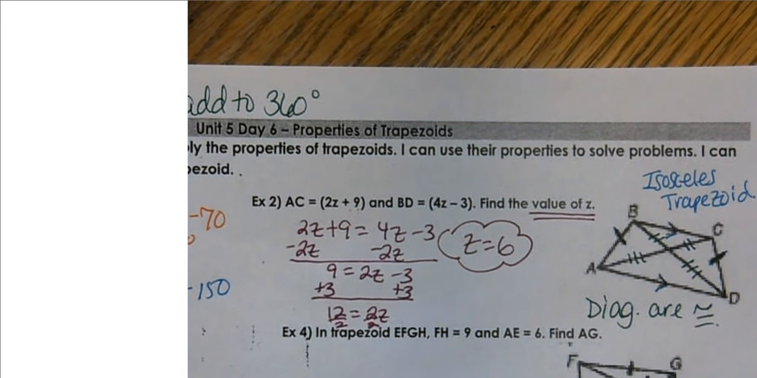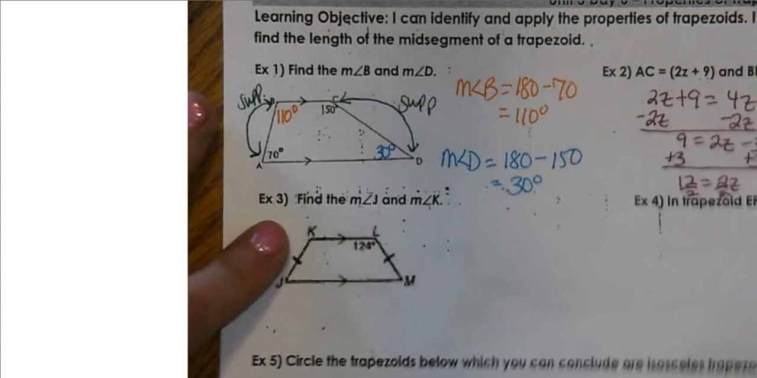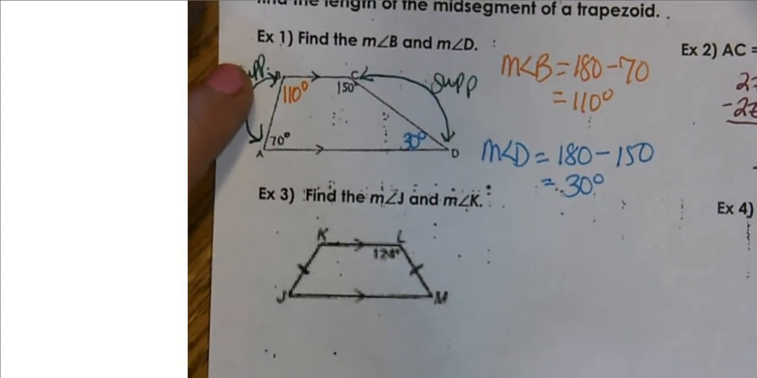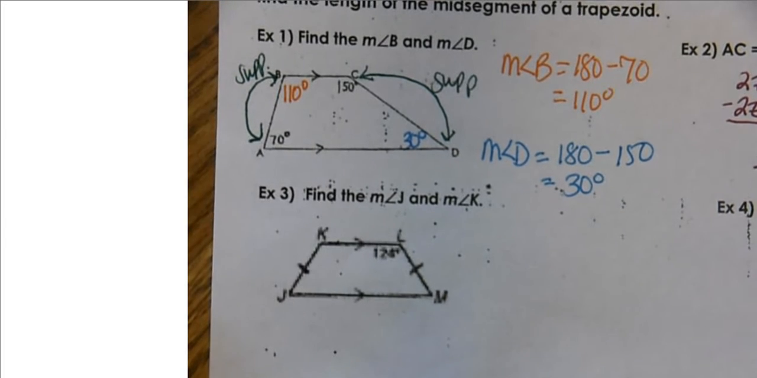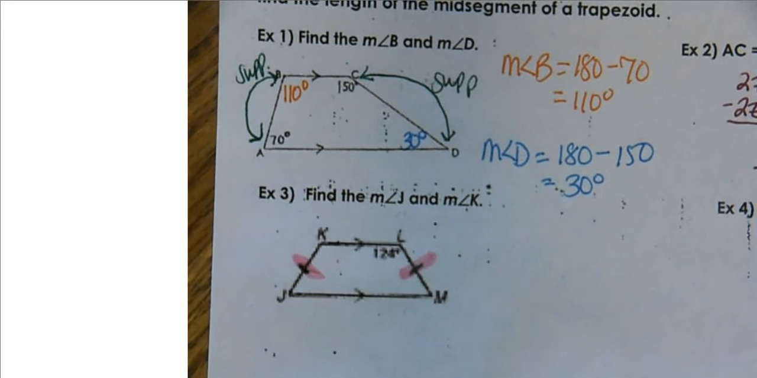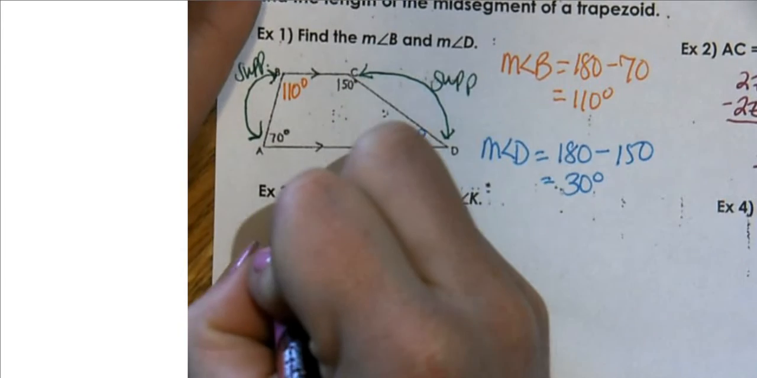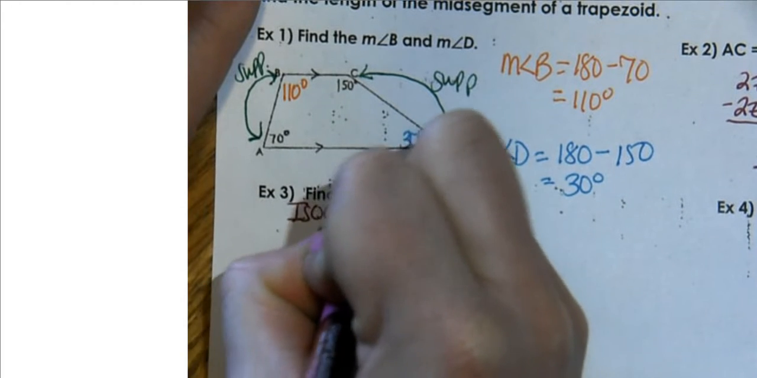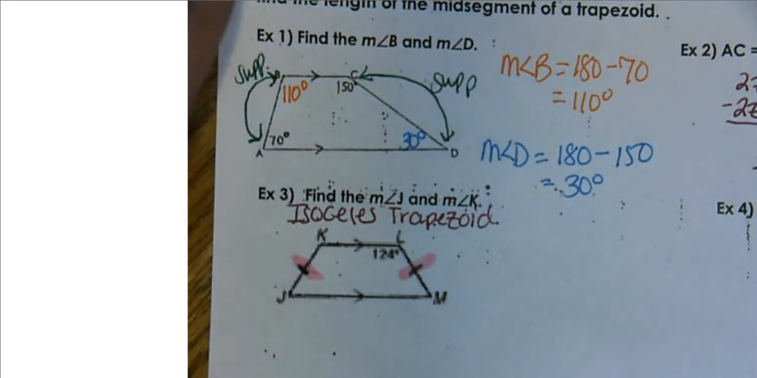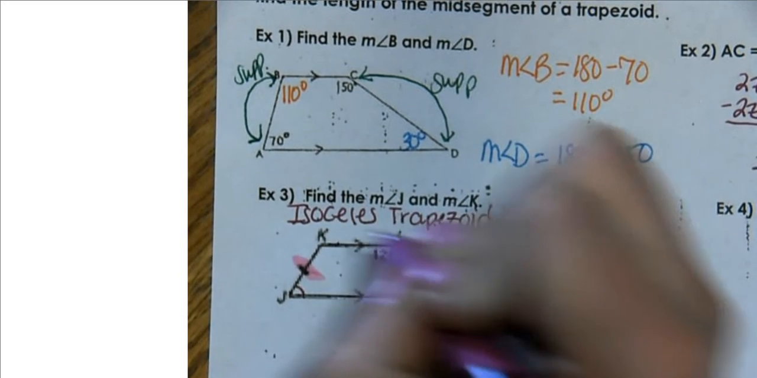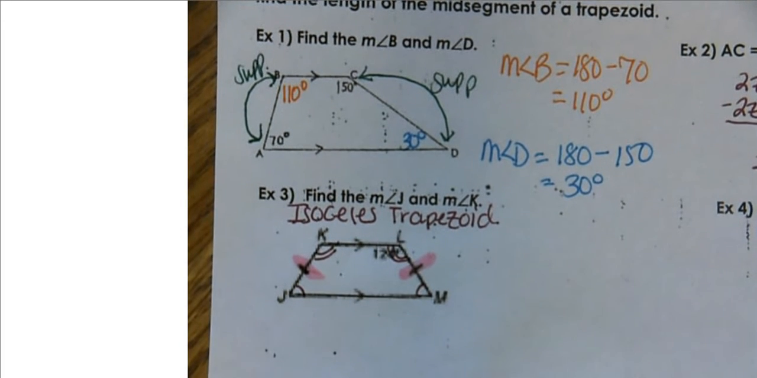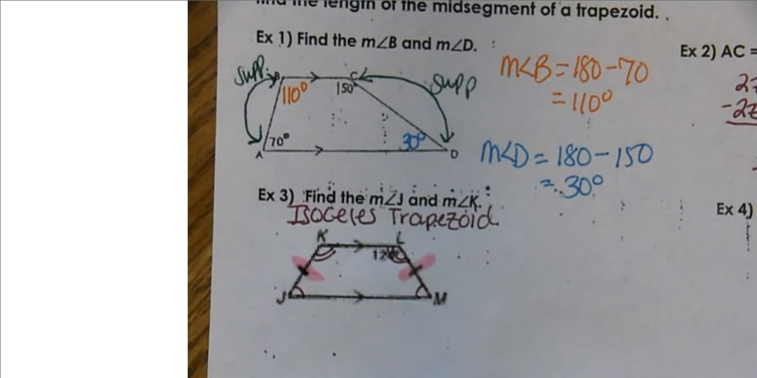Let's move on to example number 3. In example number 3, we are asked to find the measure of angle J and the measure of angle K. And once again, notice the tick marks are on the legs and they're congruent, indicating that this is an isosceles trapezoid. So in an isosceles trapezoid, we have base angles that are going to be congruent to each other. And we also have diagonals that are going to be congruent. But in this problem, we don't have any diagonals.